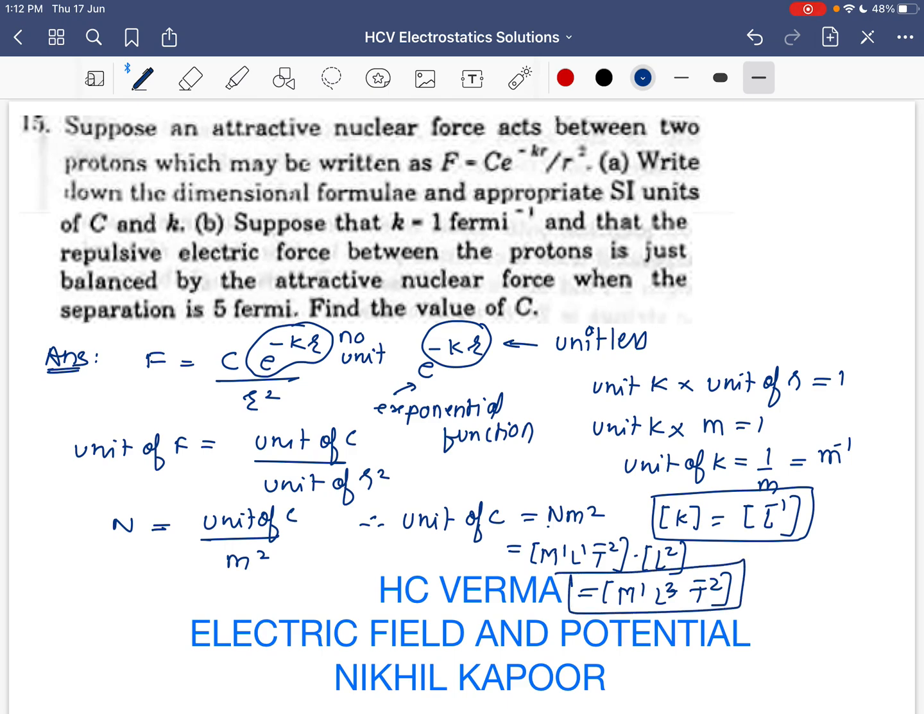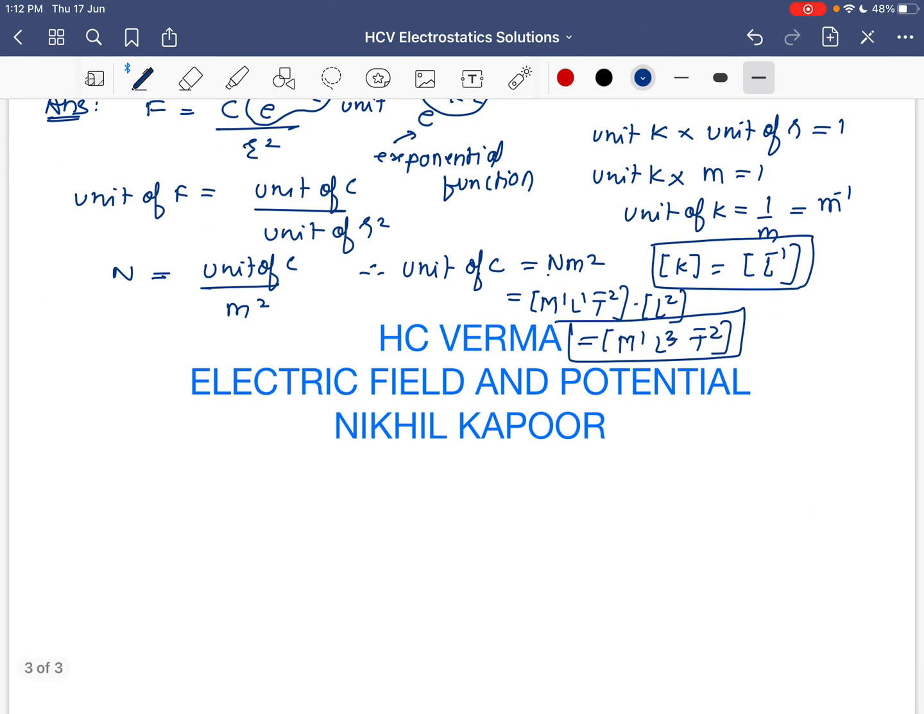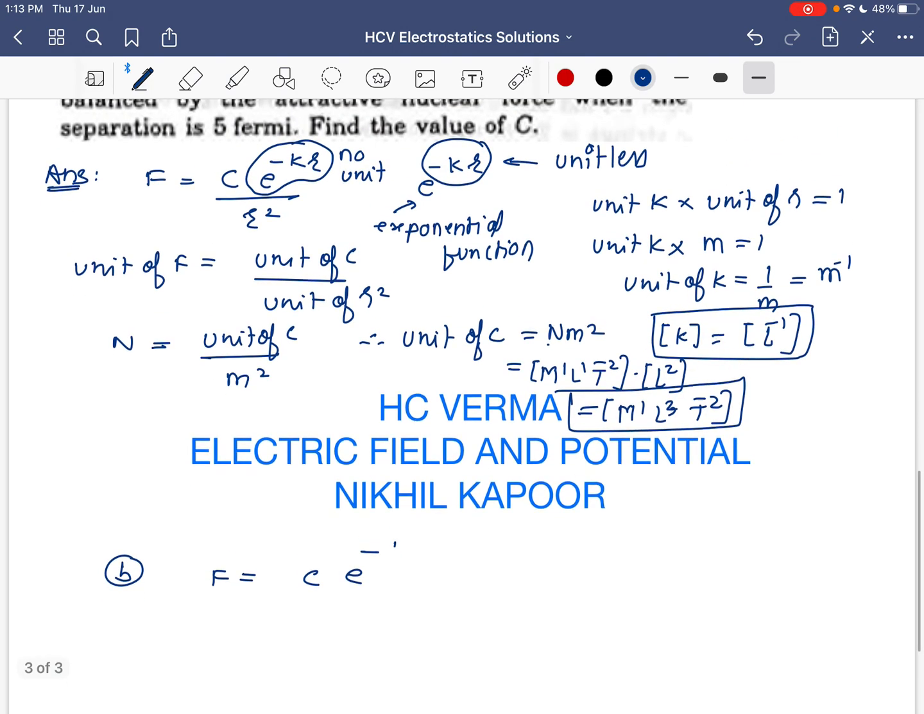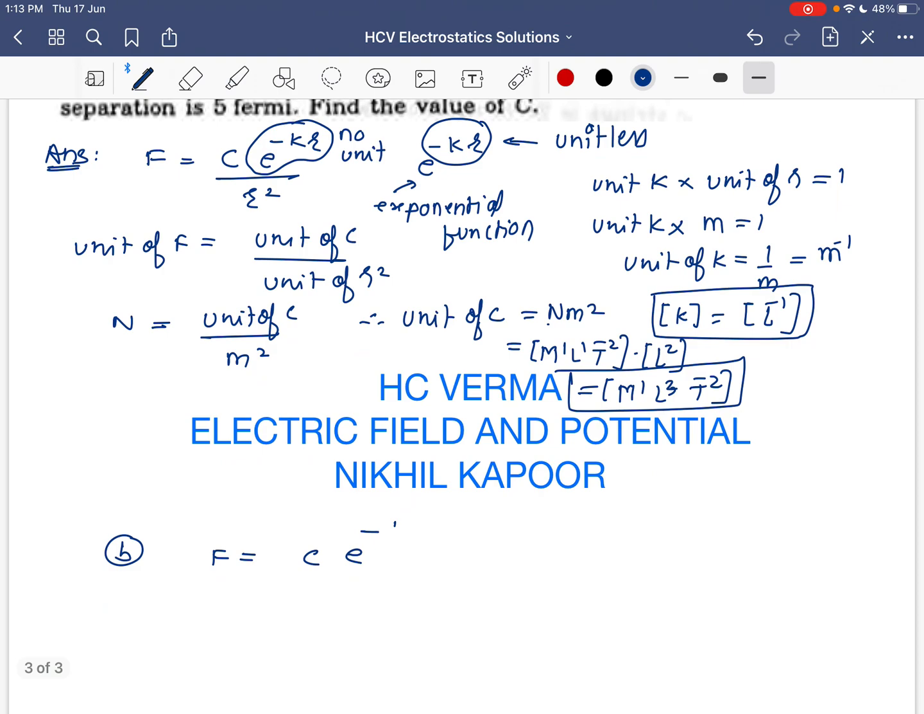Now in the next part, what is said: suppose k is 1 Fermi. Okay, so in the second part it is given that F is equal to C e raised to minus k r upon r square, where k is 1 Fermi. So I will not write, I will just say 1. So it will be e raised to minus r upon r square.